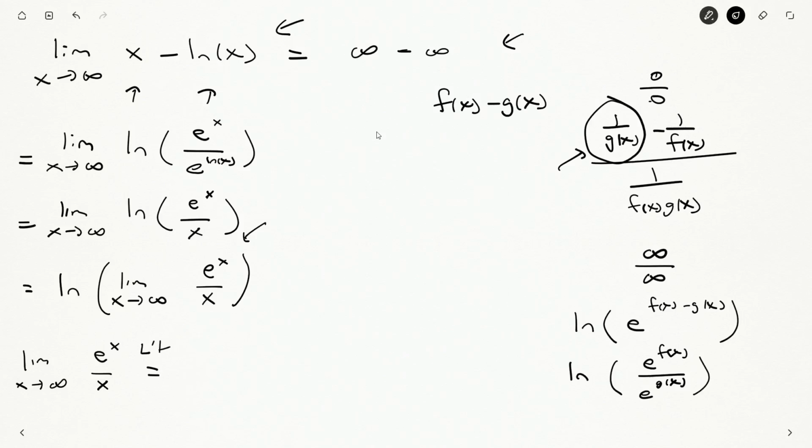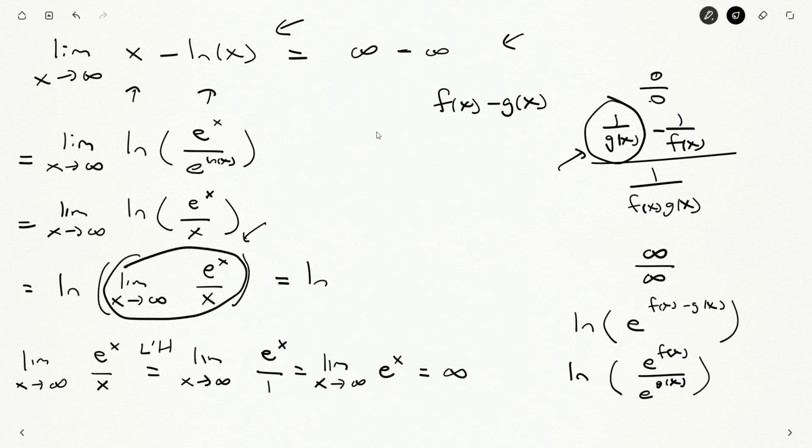So we'll just very quickly take the derivative of both the top and the bottom. E to the x has a derivative of e to the x. x has a derivative of 1. So this is really just the limit of e to the x as x goes to infinity. But we just mentioned that that goes off to infinity. Well, that means that this limit in here can get replaced with an infinity. What's ln as something goes to infinity? Infinity. And so the answer to our original question is just infinity.